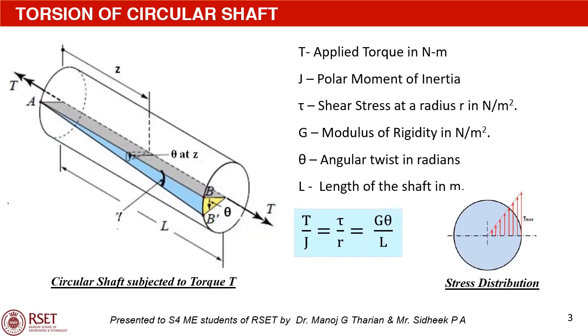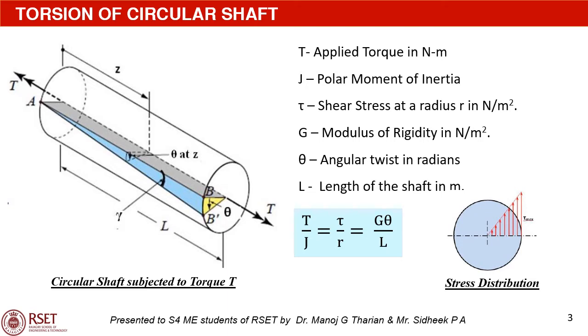Consider a shaft of length L which is subjected to a torque T. The left end of the shaft is assumed to be fixed. As a result of the applied torque, the right end of the shaft twists by an angle equal to theta. The angle BAB' is a shear strain gamma.